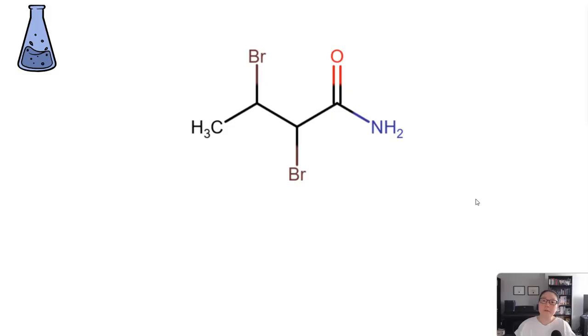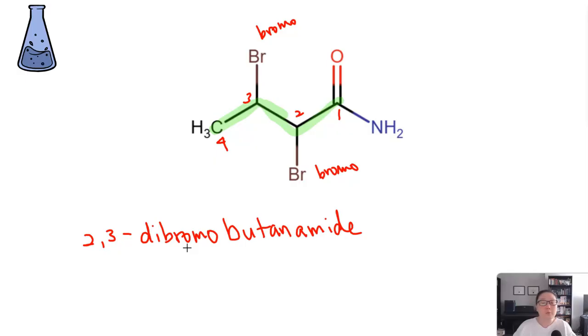So here you go, pause the video, see if you can figure it out. So the carbon that has the oxygen double bonded to it, that is going to be that carbon that starts that parent chain. So here is our parent chain. Numbering starts at the right because that's where the amide linkage is. We have a few bromos in here and nothing attached to the nitrogen. So when we put the name together, it's going to be 2,3-dibromobutanamide.